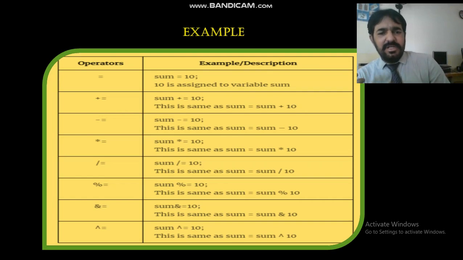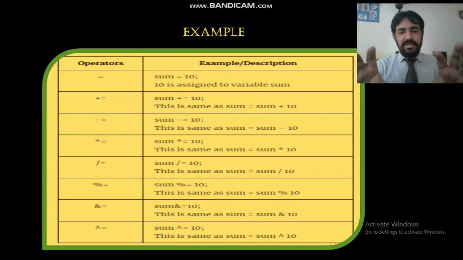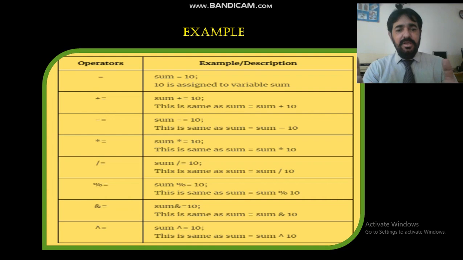Operators: sum equals 10, so 10 is assigned to the variable sum. Then sum plus equals 10 is the same as sum equals sum plus 10.